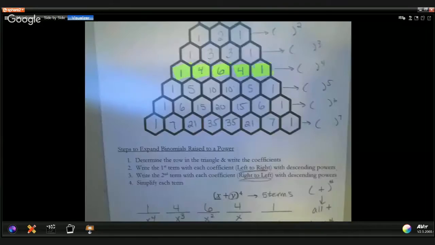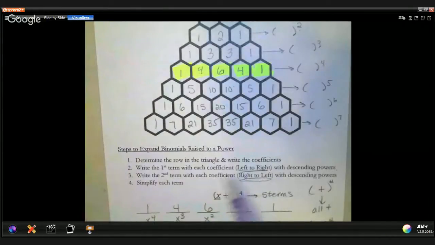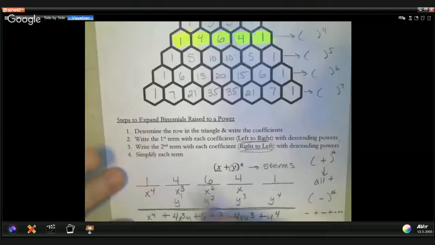So remember these steps. Determine the row, write the coefficients. The first variable is left to right, the second number is right to left. And then remember that your exponents here should always add up to your power that you're raising it to.